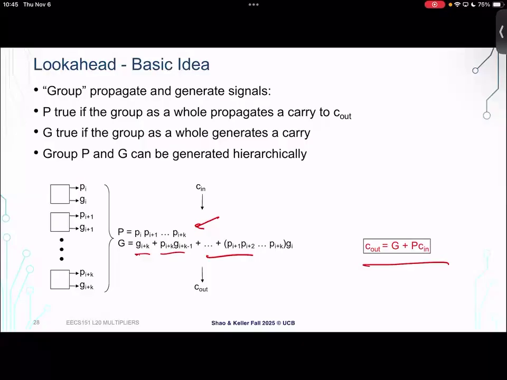Yes. Like the group propagate and group generate signal, are they single bit? Yeah, right. It's going to be a single bit for that whole group, saying whether that whole group propagates or that whole group generates.